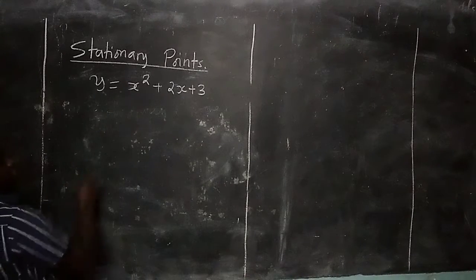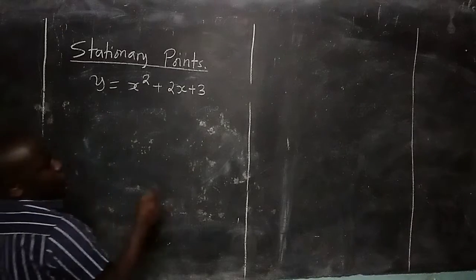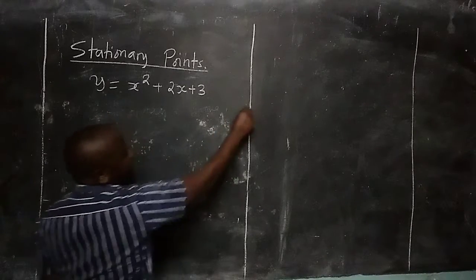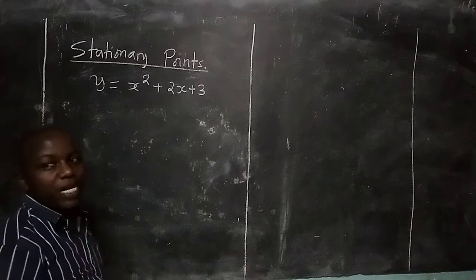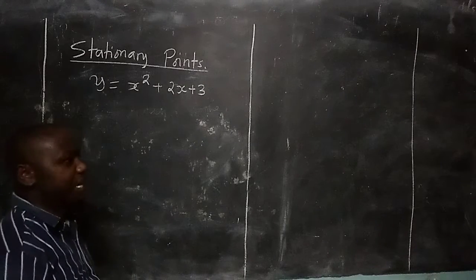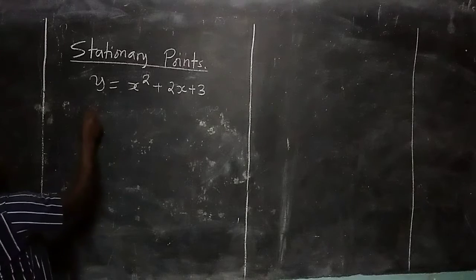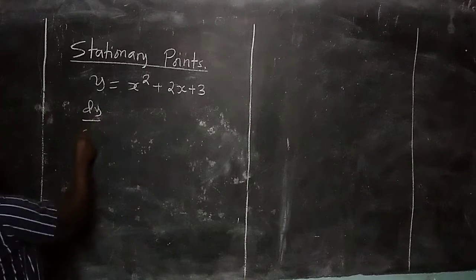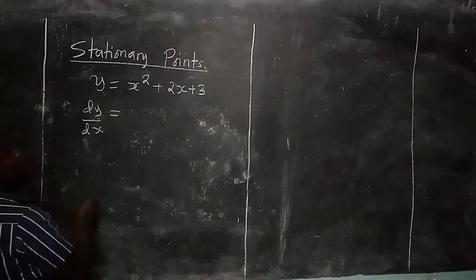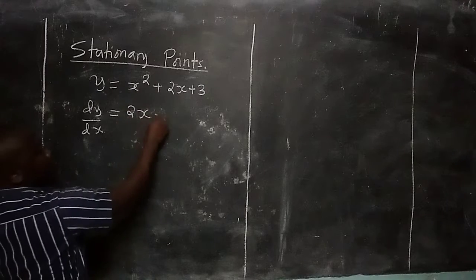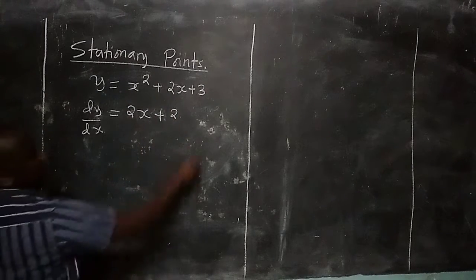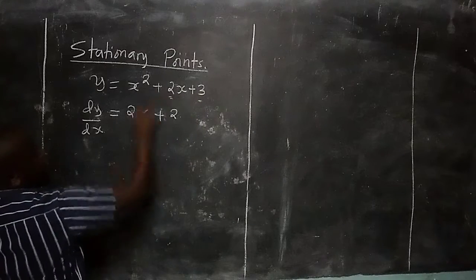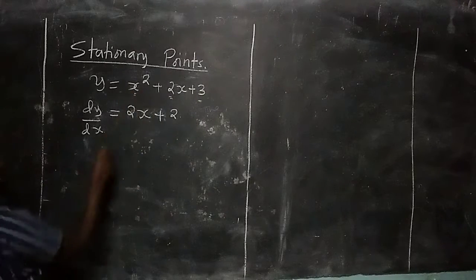To solve this, first we want to identify what we are calling turning points, and we have said that these are points at which the gradient of a curve becomes zero. Therefore, the gradient function of the curve will be given by 2x plus 2, because when you differentiate this function, 3 disappears, this becomes 2, and this one becomes 2x.